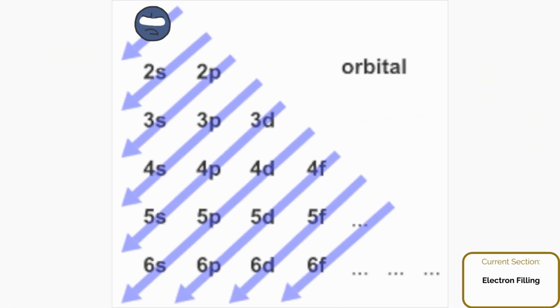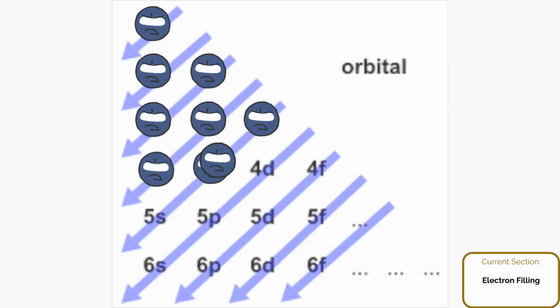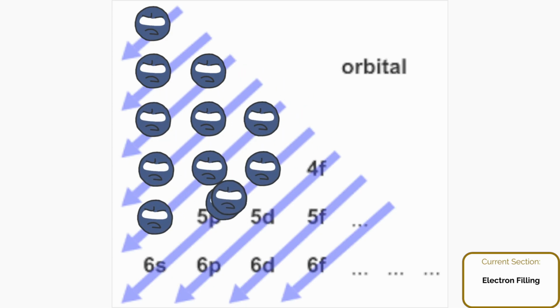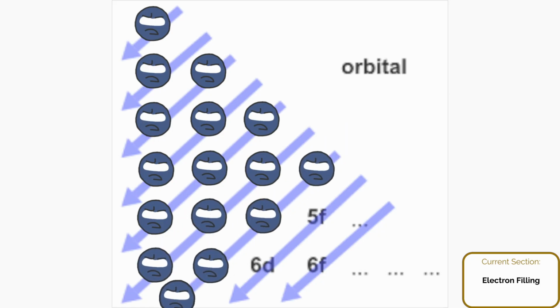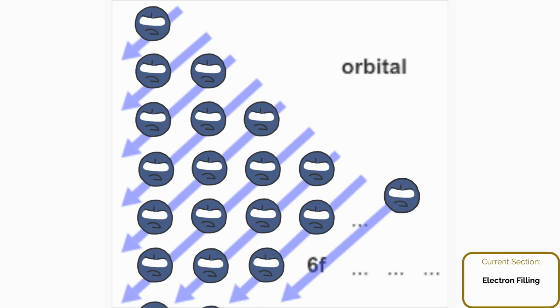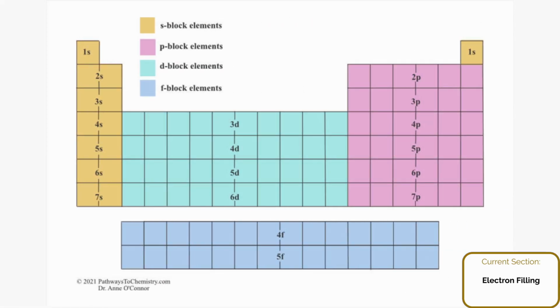The order in which electrons fill subshells is 1s, then 2s, then 2p, then 3s, then 3p, then 4s, then 3d, then 4p, then 5s, then 4d, then 5p, then 6s, then 4f, then 5d, then 6p, then 7s, and so on. Now, this order is pretty convoluted looking, and you're probably not going to remember this. But don't worry, because this order is based on the periodic table.